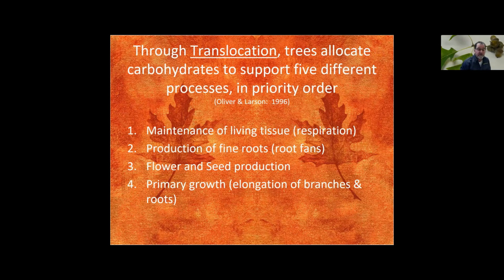Now then, if there's any food left over, any sugar left over after all this, it finally gets down to what I as a forester am interested in, and that's secondary growth. And that's the growth in diameter. In other words, it's wood fiber. So everyone here is familiar with the growth rings on trees. We count them to age the tree. I don't think of these as growth rings. I call it interest rate.